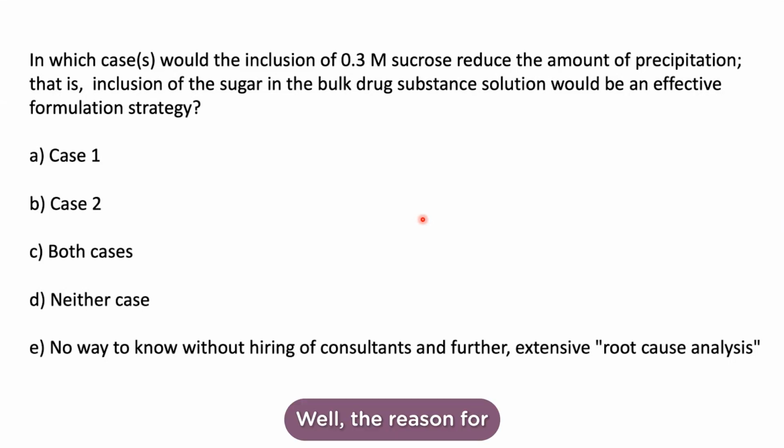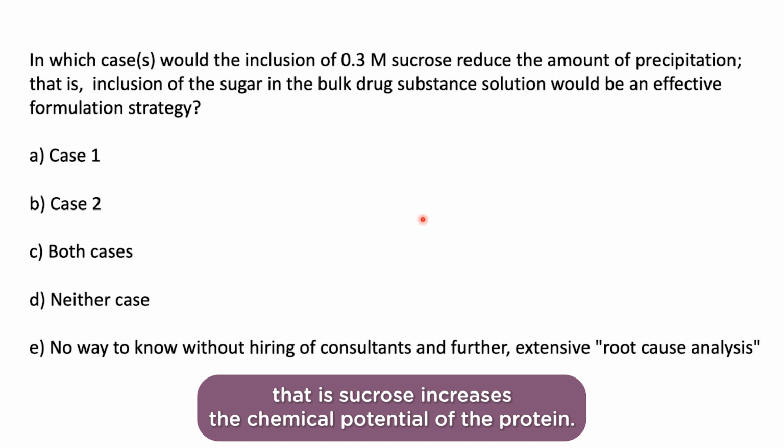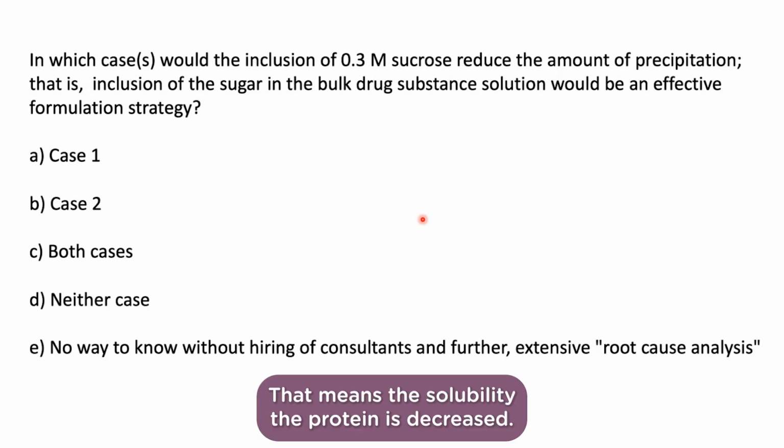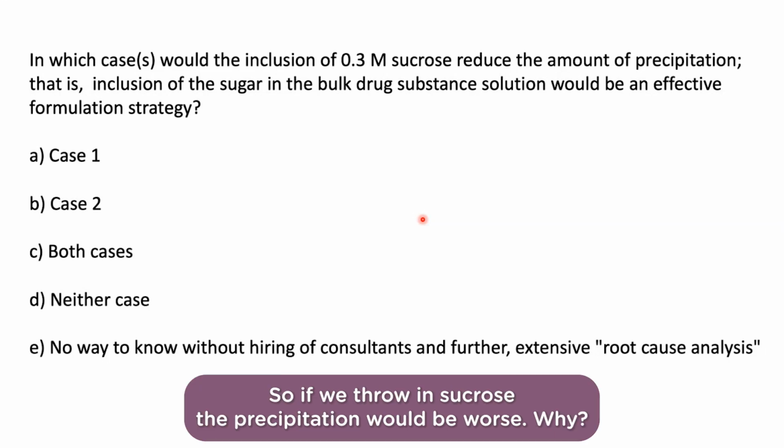Well, the reason for that is sucrose increases the chemical potential of the protein. That means the solubility of the protein is decreased. So if we throw in sucrose, the precipitation would be worse.